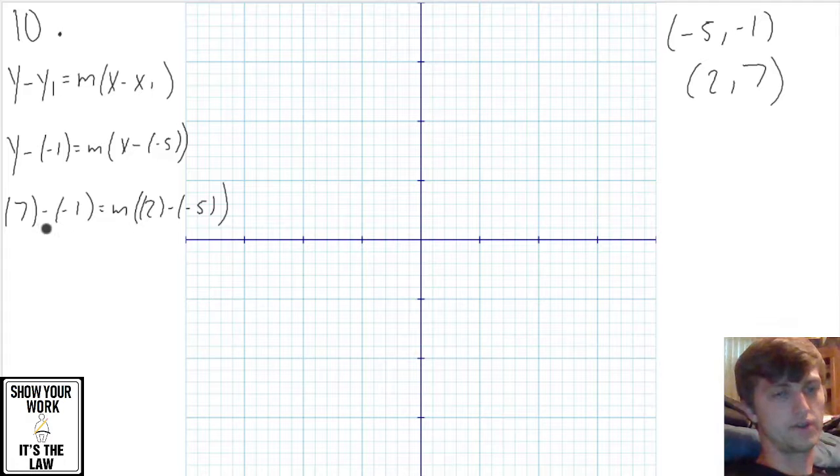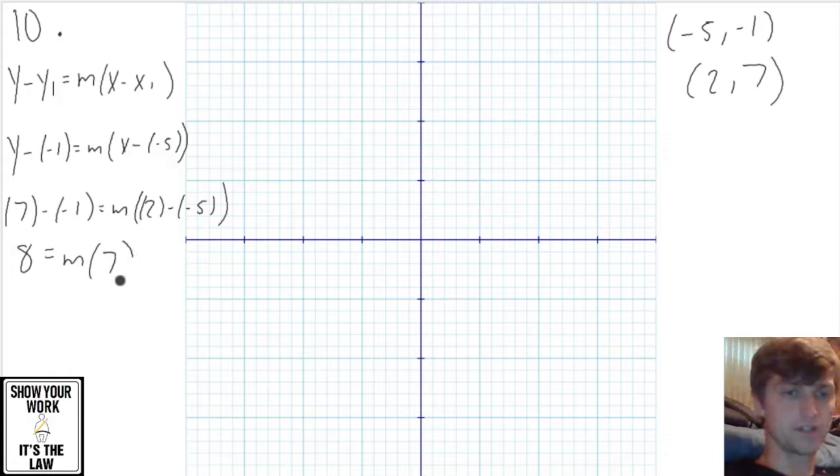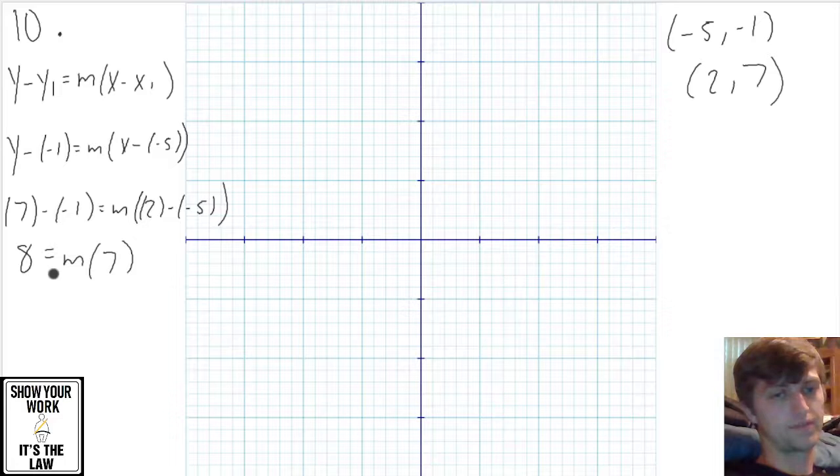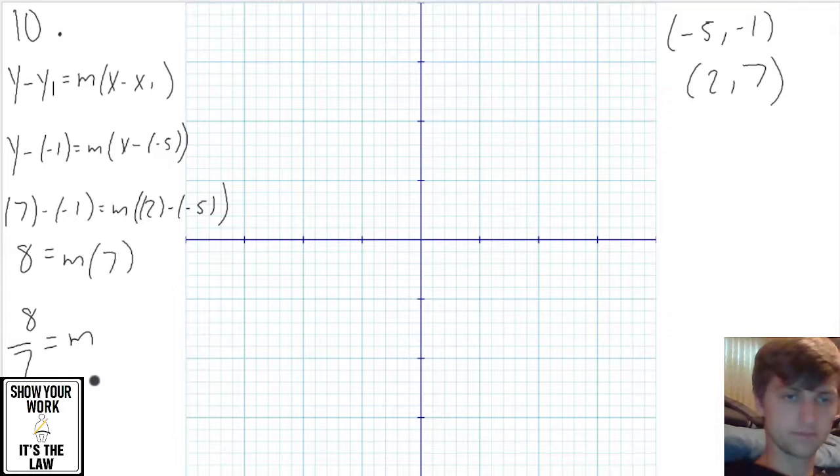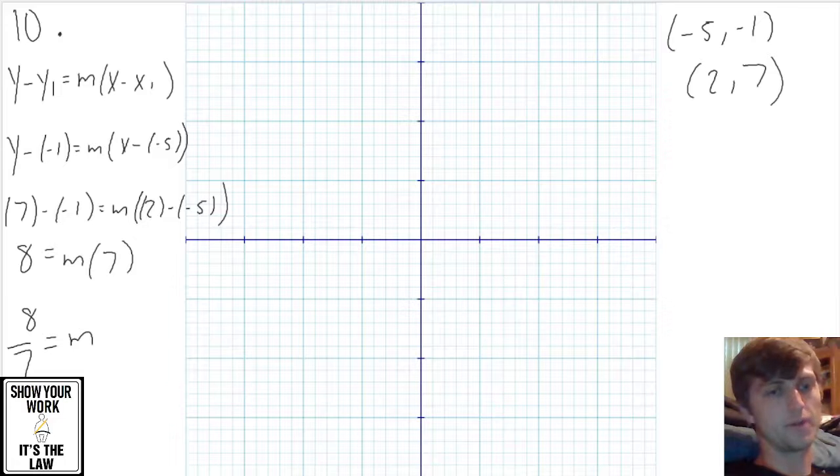7 plus -1, or 7 minus -1 is the same as 7 plus 1, which is 8. We got m times 2 minus -5, which is the same as 2 plus 5, which is 7. And we got 8 equals m times 7. Since now we have an equation with one variable, we want to get that variable by itself. Get m by itself, we divide both sides by 7, which just gives us 8/7 equals m. So that's our slope. So we got our slope by using point slope form.